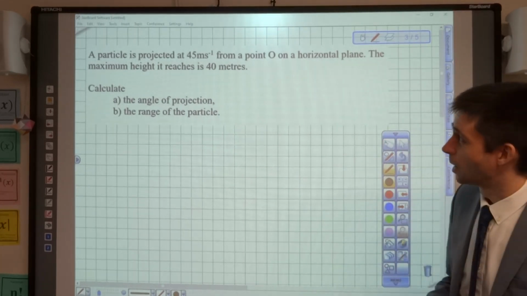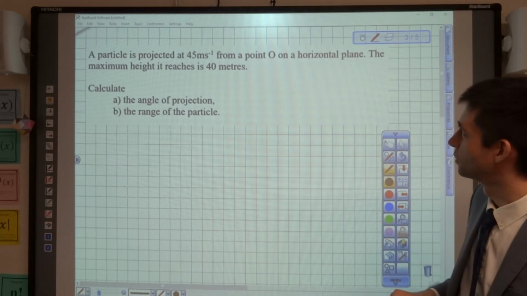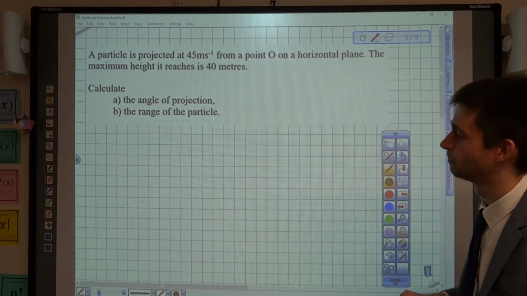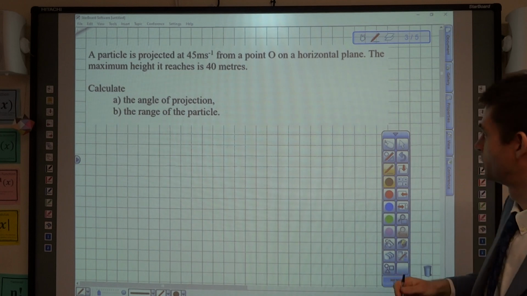So here we have a particle is projected at 45 meters per second from a point O on a horizontal plane. The maximum height it reaches is 40 meters, and we're being asked to find the angle of projection and the range of the particle.